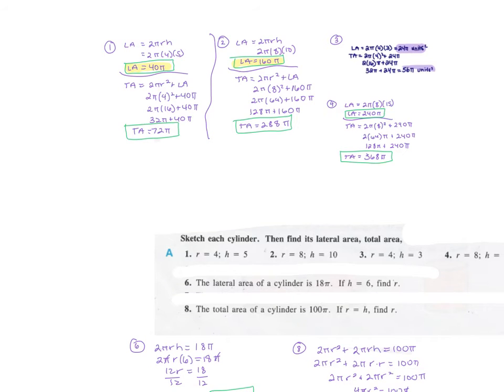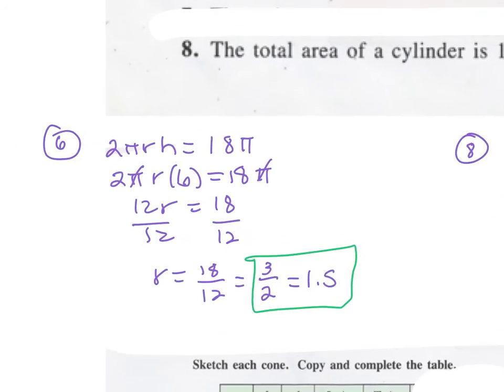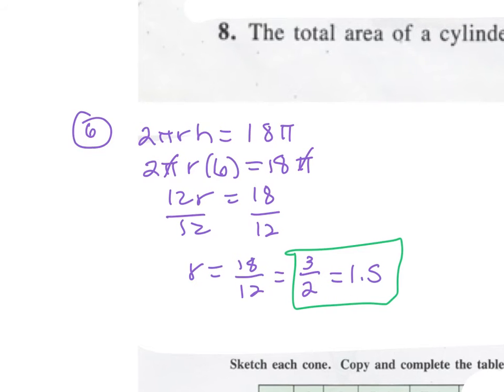Number 6. This time they gave us the lateral area and we needed to work backwards to find the radius. So we went ahead and set it equal and then solved for a radius. You could have either left your answer as 3/2 or 1.5.